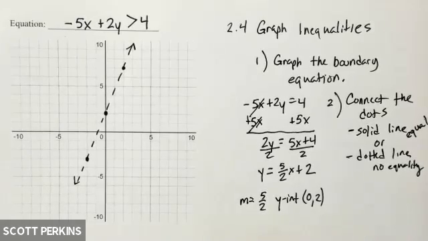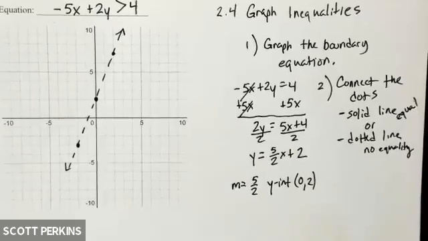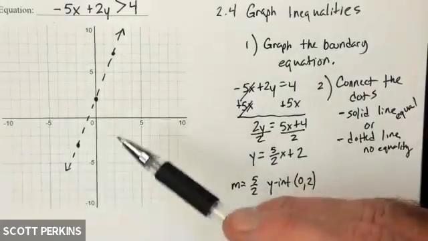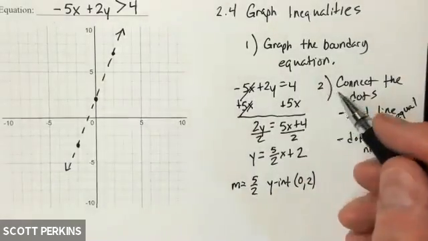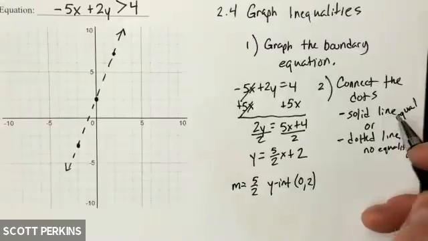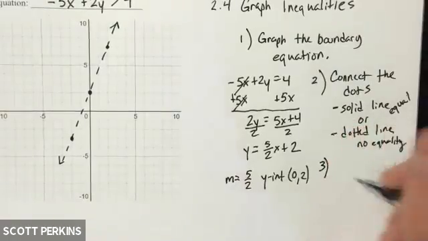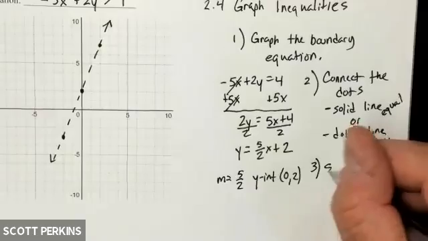One more step. So we graphed the boundary equation. We got the points by just doing what we've already done. The next 2% of the work is connecting the dots. You got to choose either a solid or a dotted line. And then step 3, since this is an inequality, I have to shade.